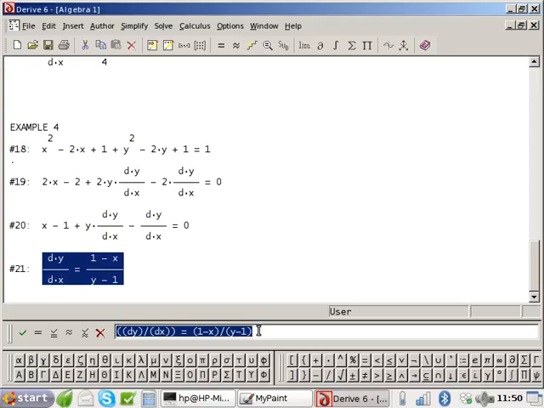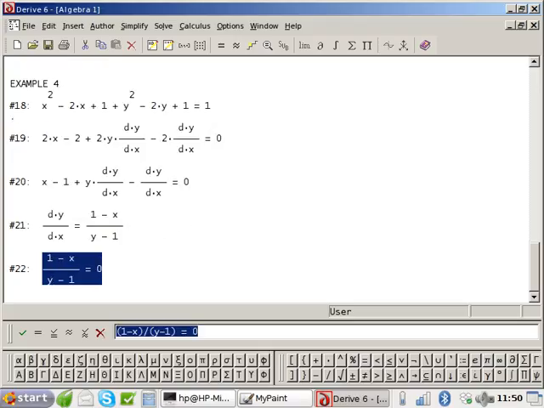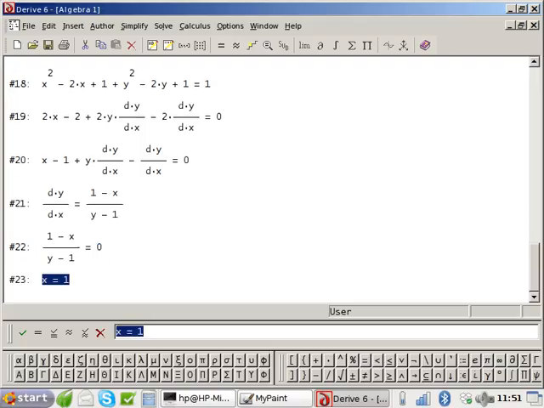Now, I asked for the maximum, so what do I need to do next? Make this equal to 0. So I have 1 minus x over y minus 1 equals 0. So I hope you can see what this tells me about the x. X must be 1, because the only way to make this fraction 0 is if the top is 0. And the only way the top can be 0 is if x equals 1.